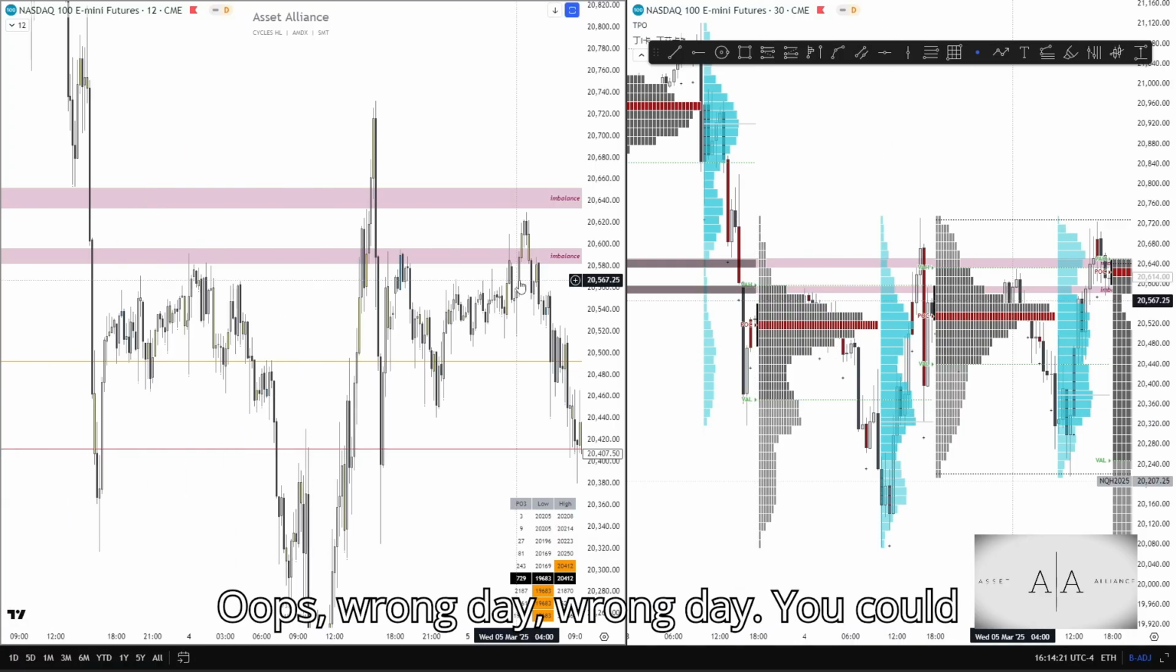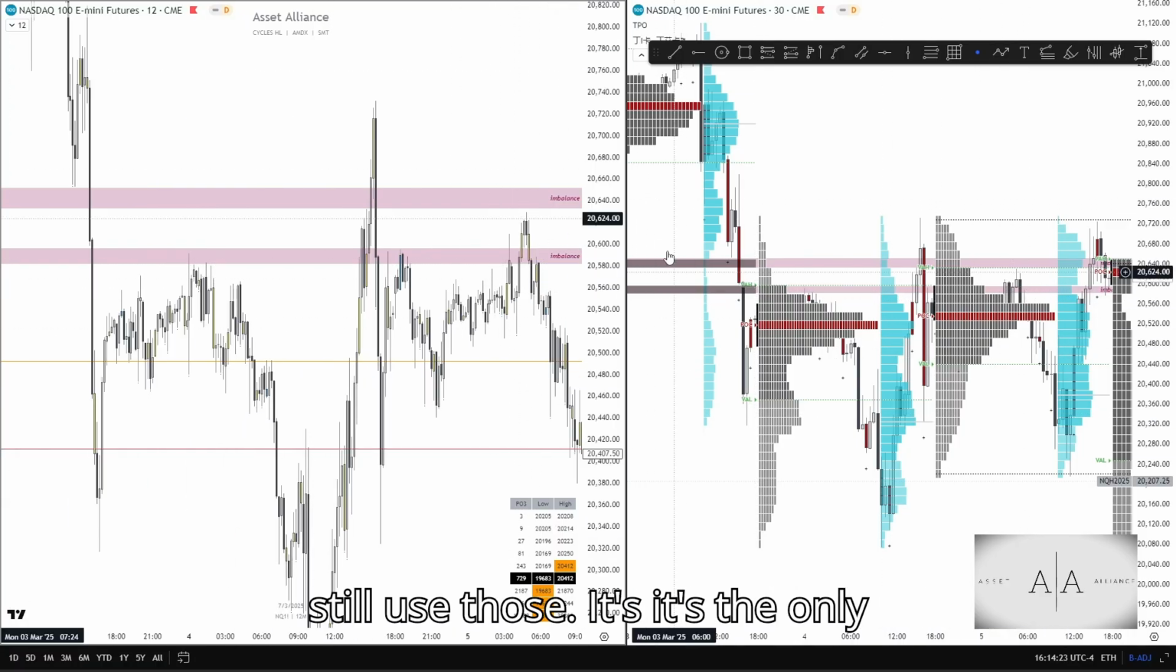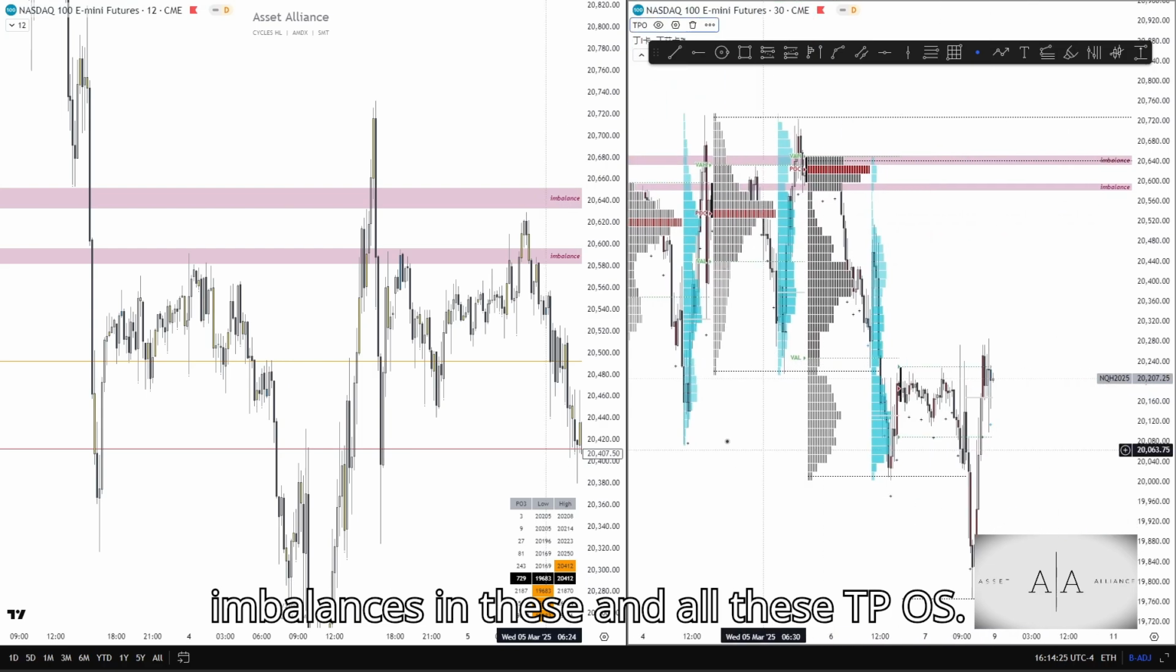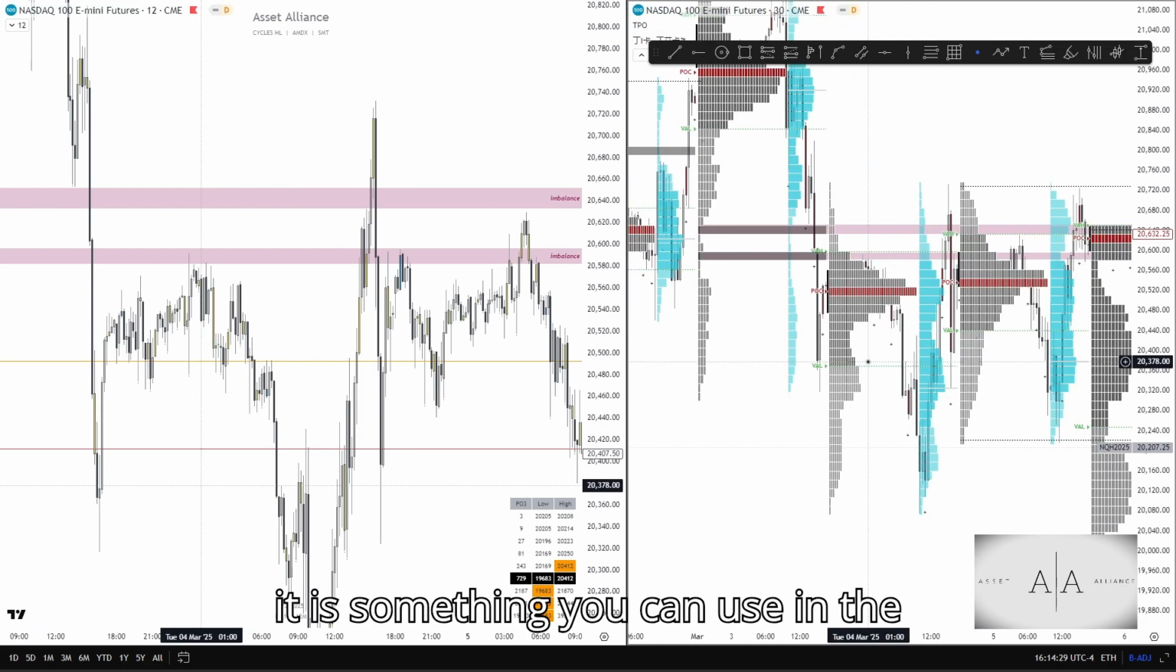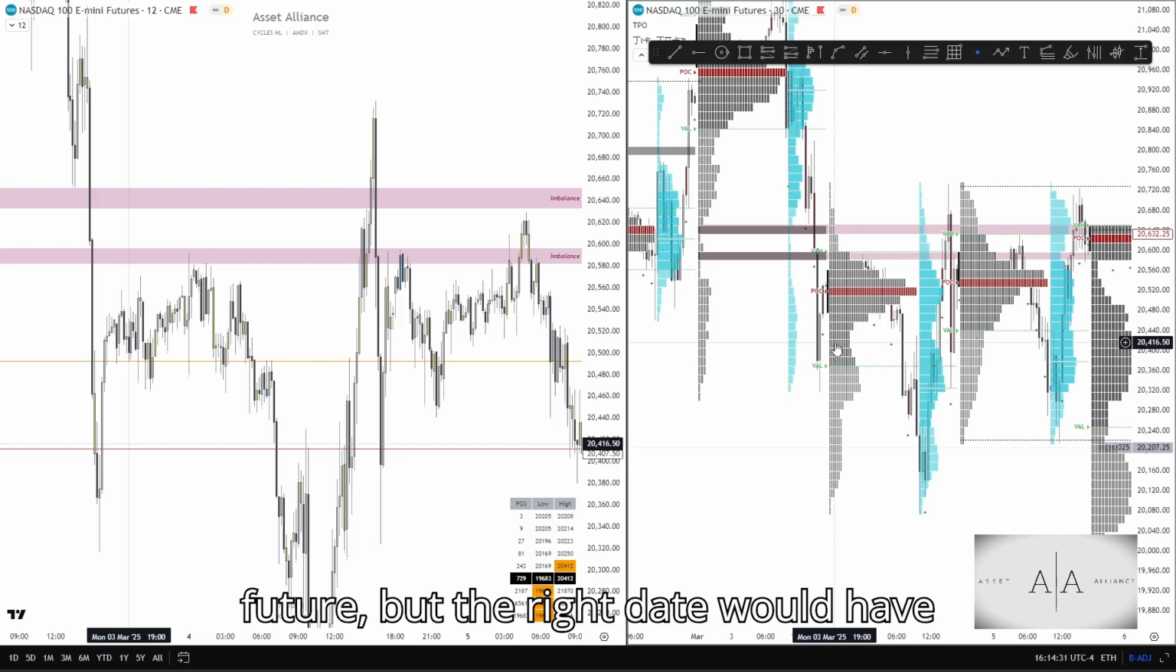Oops, wrong day. You could still use those. It's the only imbalances in all these TPOs. That's the only imbalances there are. So it is something you can use in the future, but the right date would have been here.